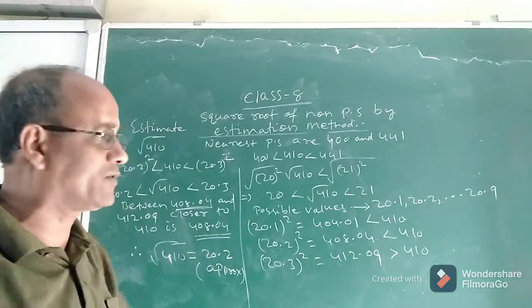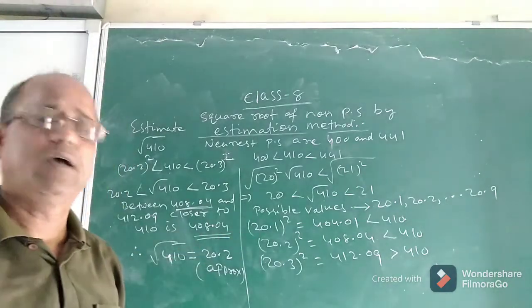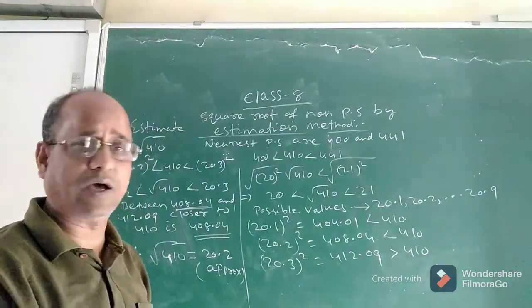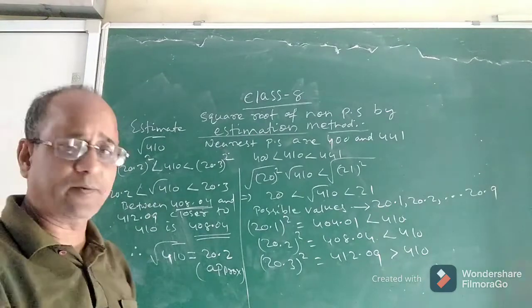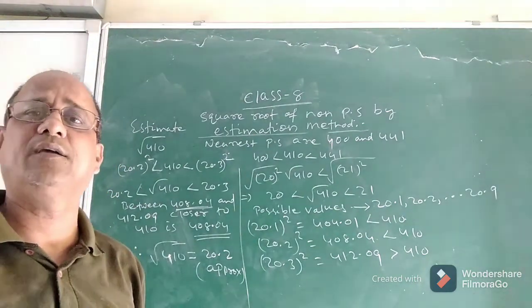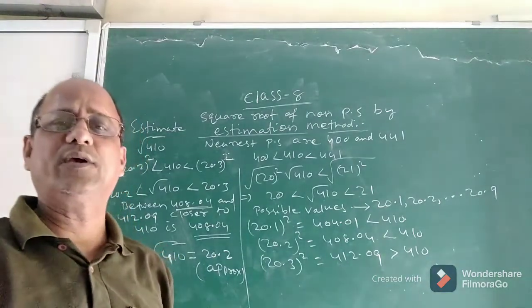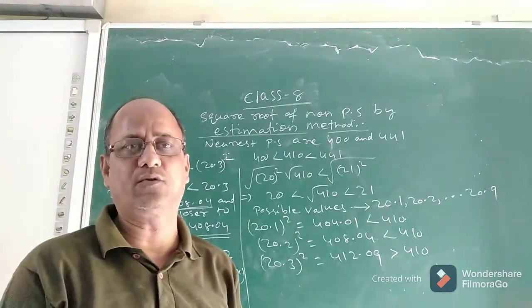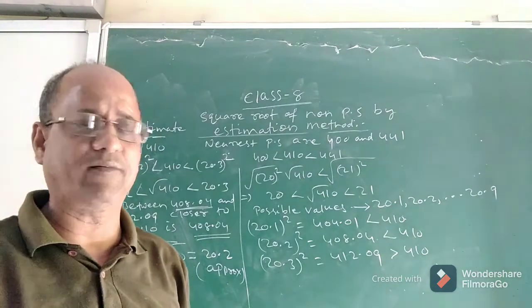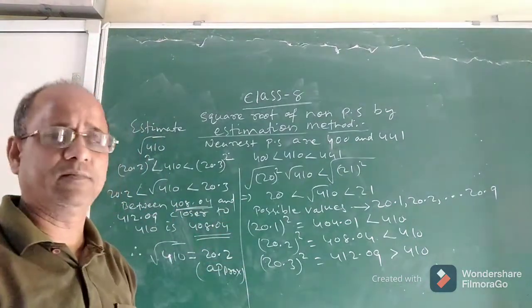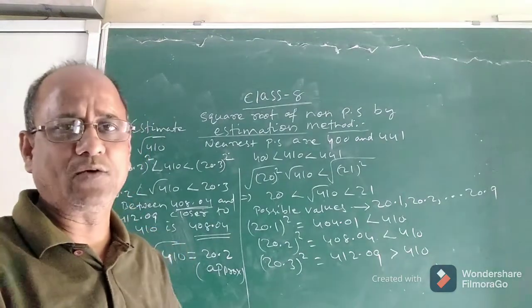So this is the process I tried to explain by giving two examples: what is the estimation method, and how to calculate the square root of a non-perfect square by the estimation method. I hope you have understood. Children, with this we completed the chapter on square root, as given by your CBSE syllabus for class 8. We completed the entire thing given in your square root chapter.